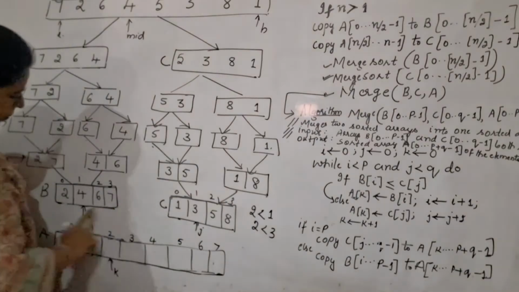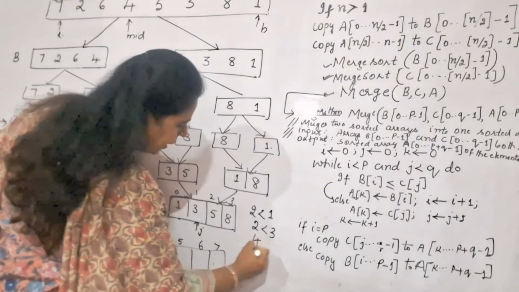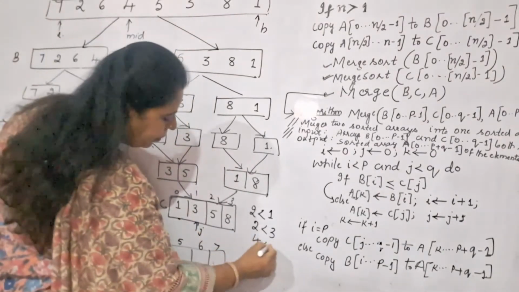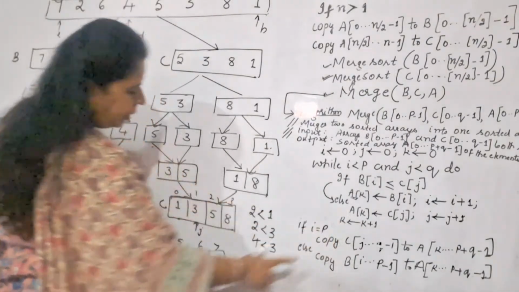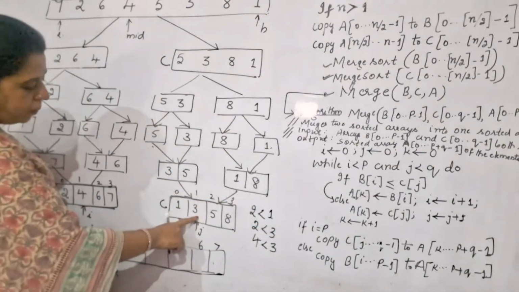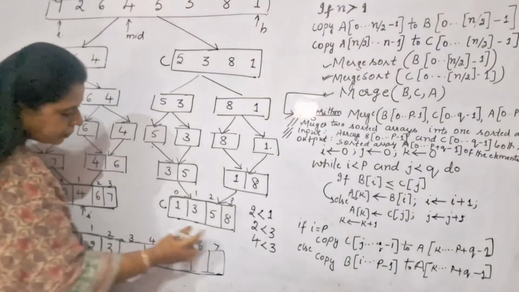Continue. Whether B of I, now B of I is pointing here, 4. Whether 4 is less than the current value of J, which is 3. Whether 4 is less than 3, no, it is not less than 3. Then the else part will be executed. So the else part says that you copy this element into the array, then increment the J pointer.